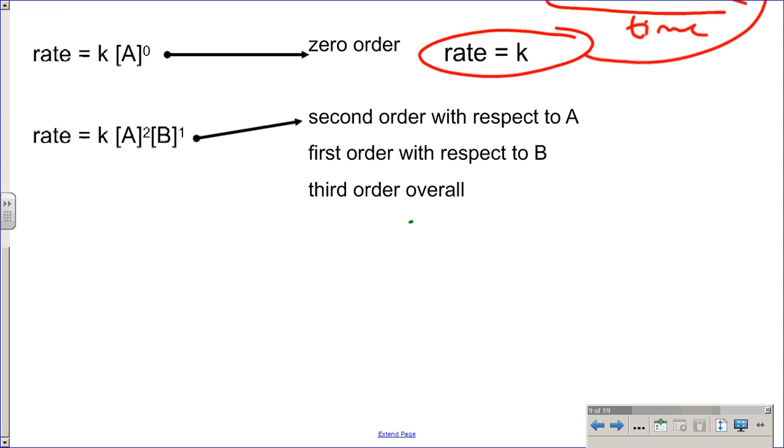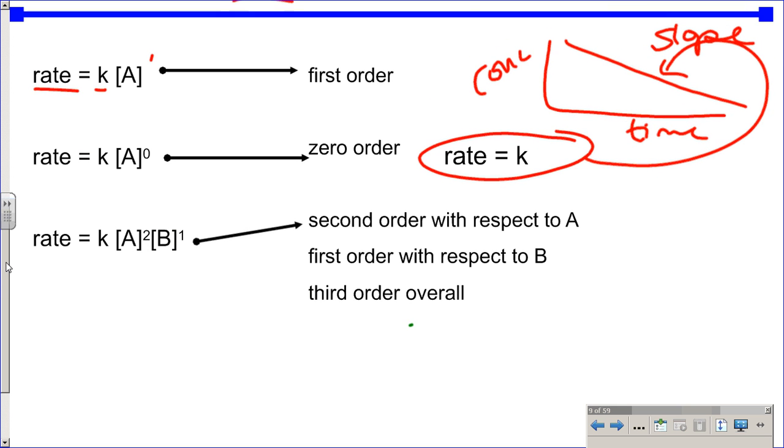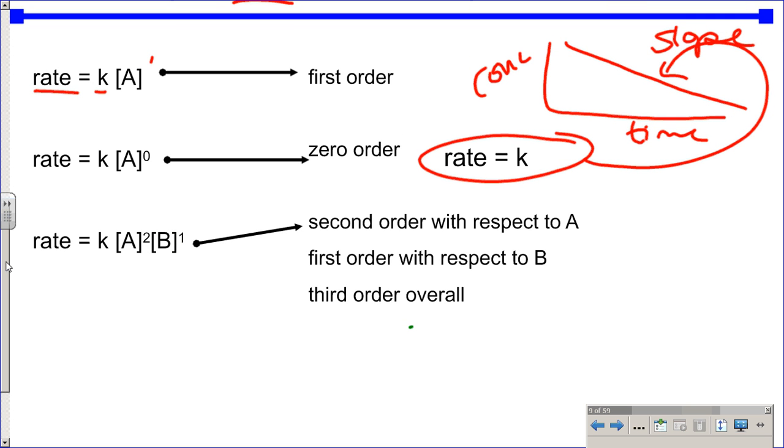The last one is a summative nature here. You've got overall order 3, the overall third order. So you say it in this particular way. It's second order with respect to A. It's first order with respect to B. Overall third order. So the lingo is just a teeny bit different here.